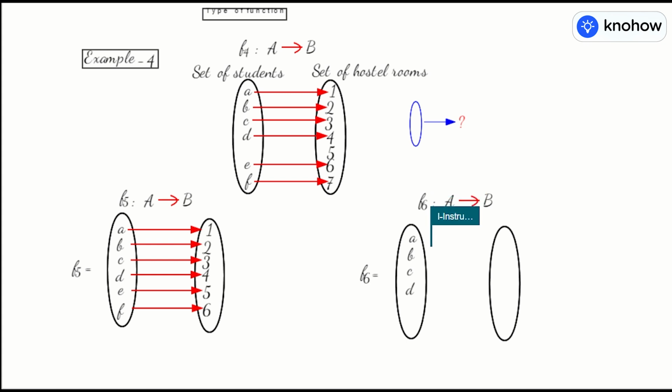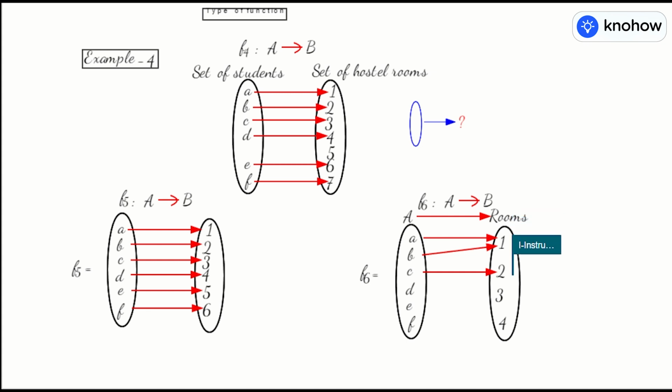Now take one more example, say F6. A, B, C, D, E, F, the set of students, to the set of rooms 1, 2, 3, 4, only 4 rooms. A and B share their room, C has a single-seated room 2, D and E share room number 3, and F gets 4. What do you find here? That some sharing is there, but all the rooms are occupied. And now with the help of these 3 examples, and even example 1, which has been discussed first of all, I'll explain to you the types of functions.